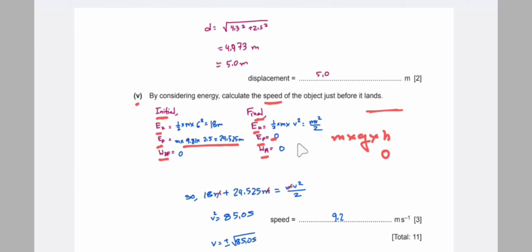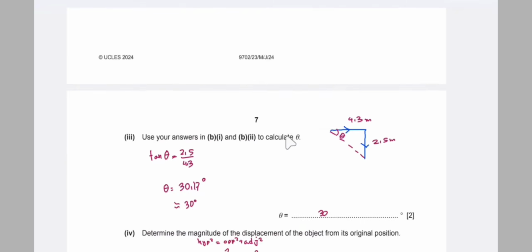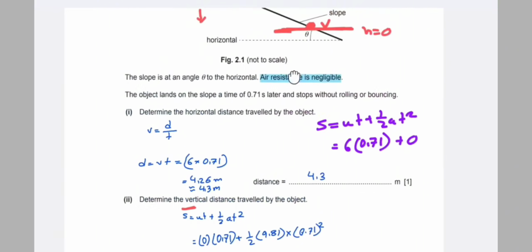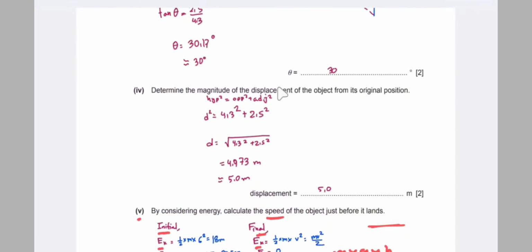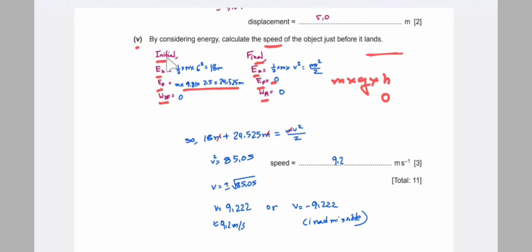And work done against resistance? There is no work done against resistance given. Air resistance is negligible, so it is 0. By equating initial energy equal to final energy, we find the value of v as approximately 9.2 meter per second, or negative 9.2. The negative is inadmissible, not acceptable, and our correct answer is 9.2 to 2 s.f. as the final speed.